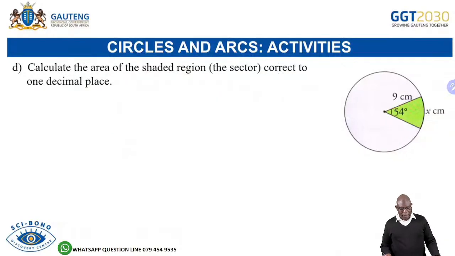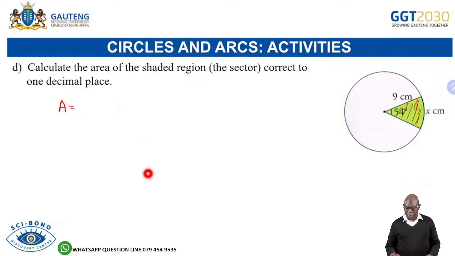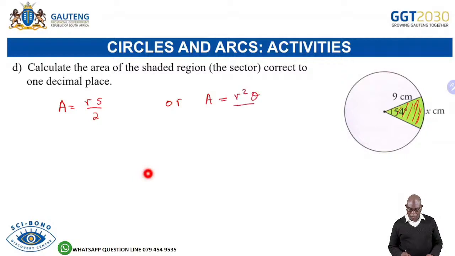Okay. Now the next one says calculate the area. You see now, I need the area. I need the area of this part. I no longer need the perimeter, I need the area. So remember the formula for the area. So the area for a figure like that, I will need rs over 2, or the other formula can be A equals R squared theta all over 2. So I can use any of those formulas, but I must know how to use it. So in this case, I'm going to first use this formula.